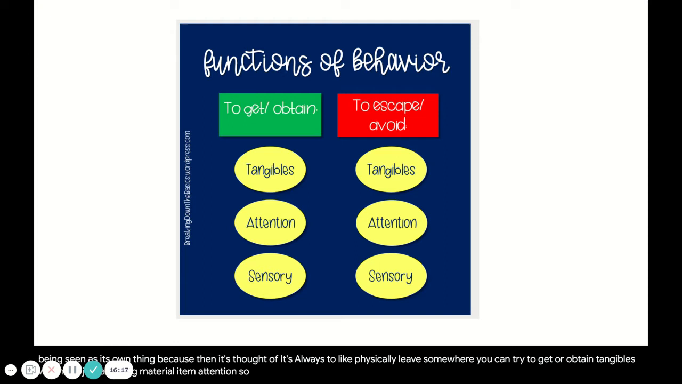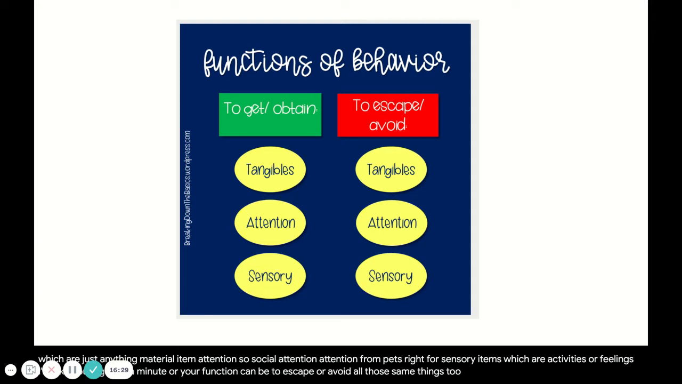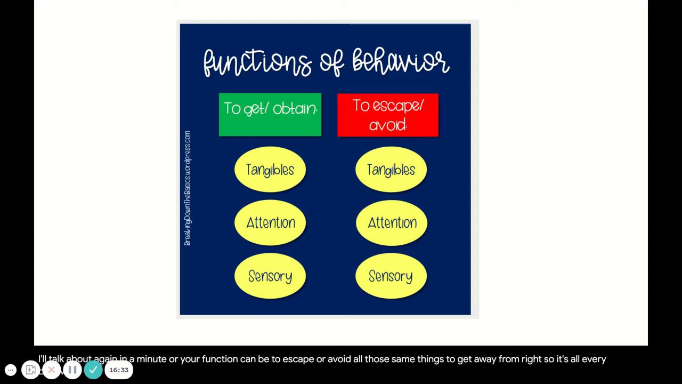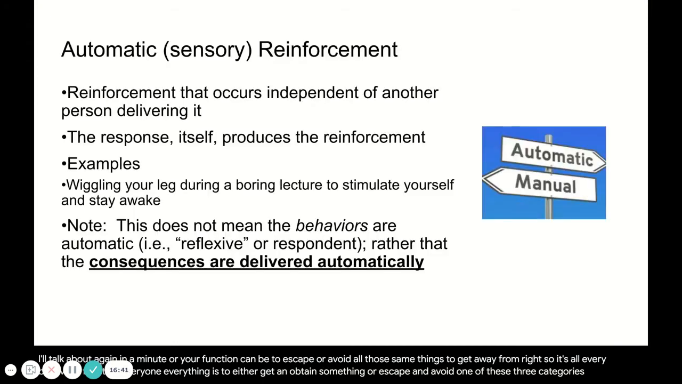attention, so social attention, attention from pets, right? Or sensory items, which are activities or feelings, which I'll talk about again in a minute. Or your function can be to escape or avoid all those same things, to get away from, right? So it's every behavior's function, everything is to either get and obtain something or escape and avoid one of these three categories.